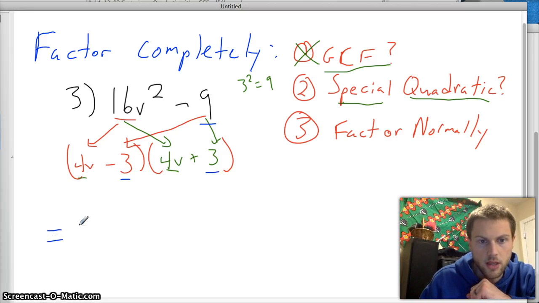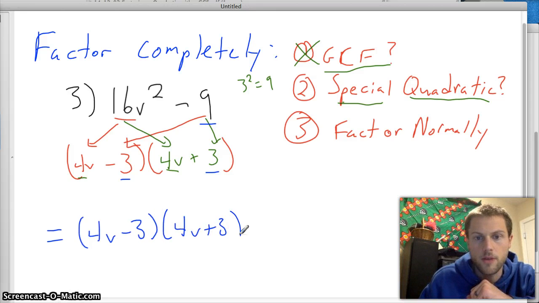So let me just write that cleanly once more. We've got a 4v minus 3 times a 4v plus 3. And there you have the completely factored difference of two perfect squares.